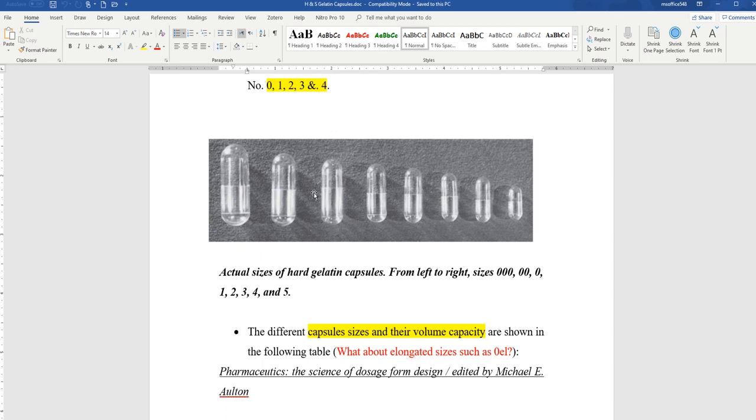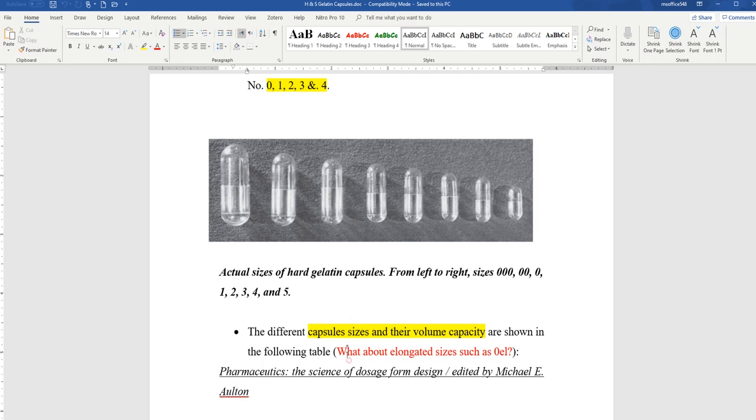For example, this is 0. Okay. An elongated capsule will be referred to as 0EL. EL means elongated. Okay, 0 elongated. Because the companies do not want to use very big capsules, they said, okay, we'll keep the same size, same diameter, but we'll make it a little longer.